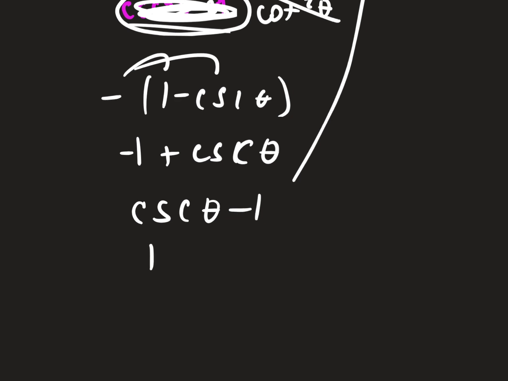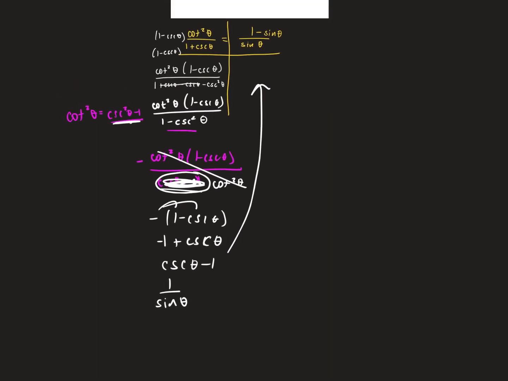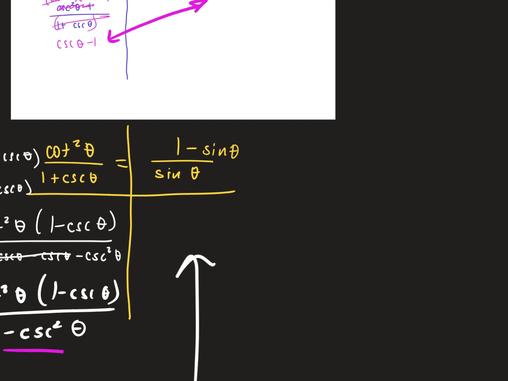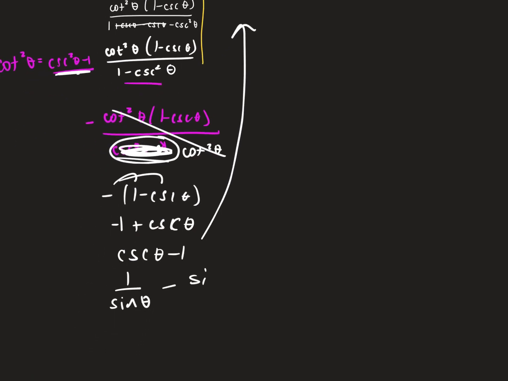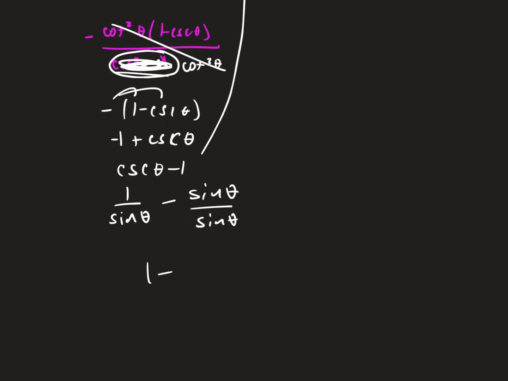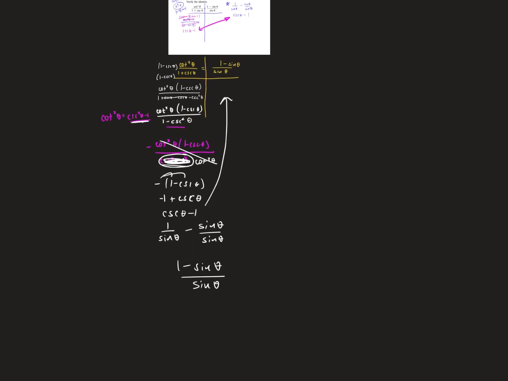I could rewrite this as 1 over sine, correct? You guys agree? Use one side to help you get to the other. I could rewrite that as 1 over sine. And then what's another way I could write the whole number 1 so it looks like this? Sine over sine. So you could leave it as sine over sine. You could rewrite it over 1 denominator if you wanted to. That's fine. You can do it either way.